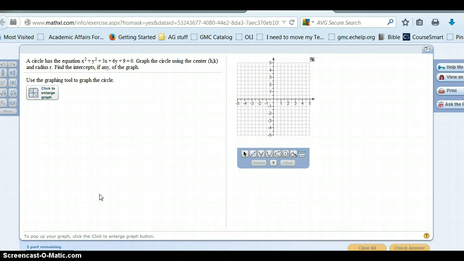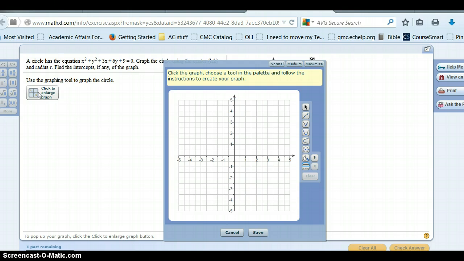Okay, in the first video, we established that the center was the point (-3/2, -3) and the radius was 3/2. I'm going to show you here how to graph that in MyMathLab. I like to click on this box here to enlarge the graph. Then click on the circle tool. It's a little fiddly, but you can do it.